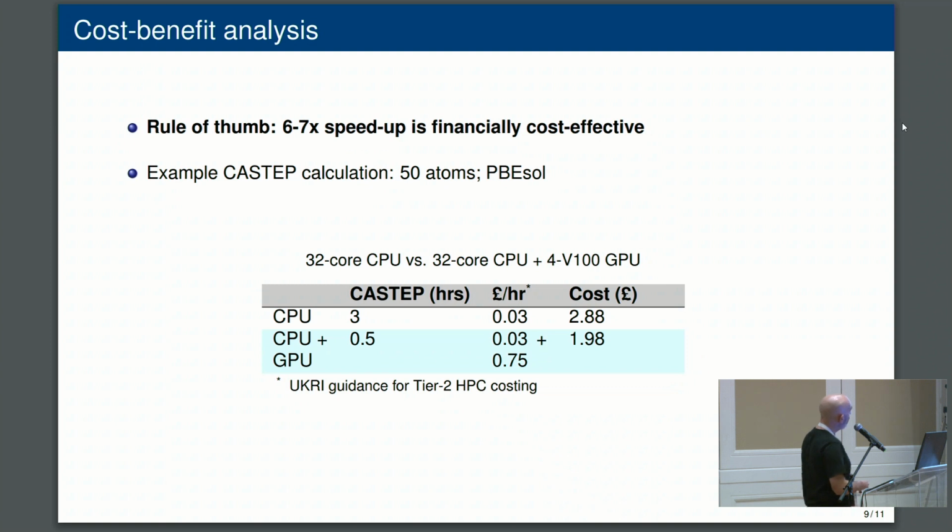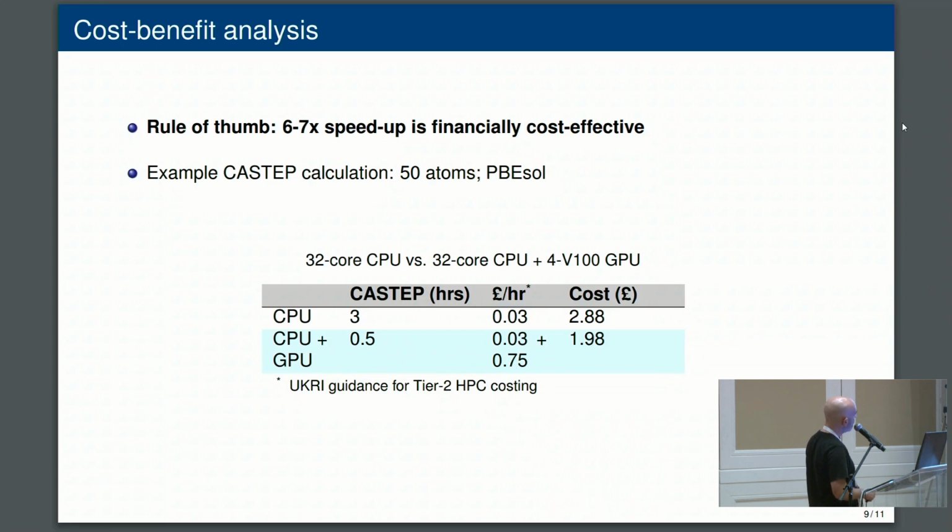Okay, so with all that in mind, one of the things that people often want to know is, okay, you can speed up my code. It's not enormously speeding up, 6 or 7x speed up. Is it actually any use to me in terms of the finance? How much does it cost? And as a rule of thumb, we generally talk about a 6 or 7x speed up being financially cost effective. Whether or not that works for your particular HPC and your particular context, of course you'd know better than me, but generally speaking that's what we find.